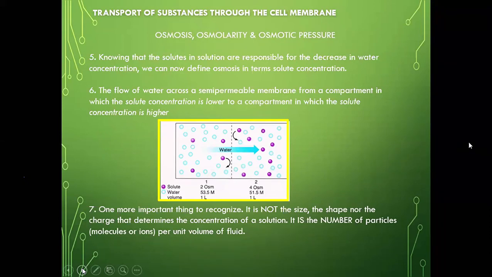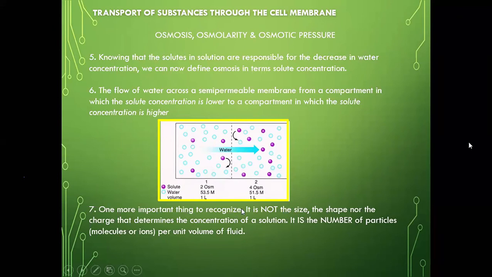So, in the first compartment, the solute is 2 osmoles. And in the second compartment, the solute is 4 osmoles. The water is 53.5 molar, 51.5 in the second. The volume is 1 liter. Which is more concentrated, which has more water? The one with fewer solute molecules. The more solute molecules you have, the fewer water molecules there will be.